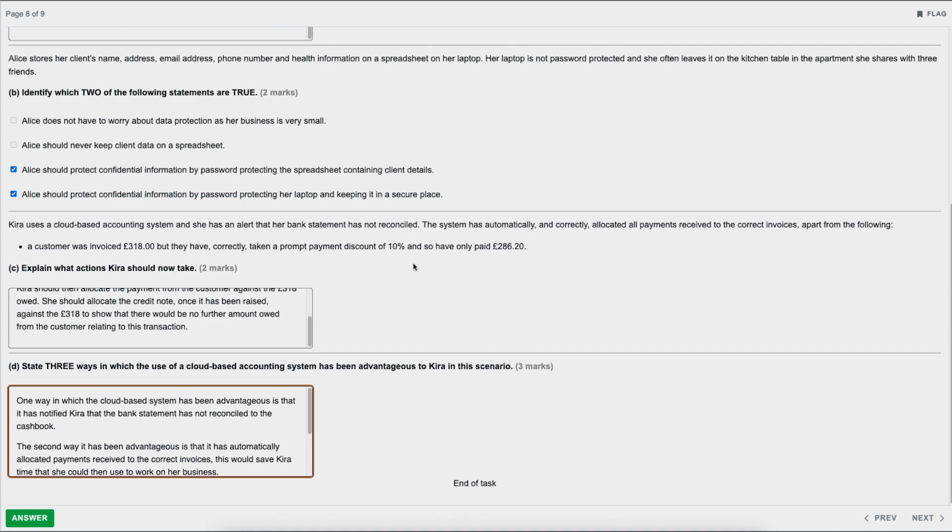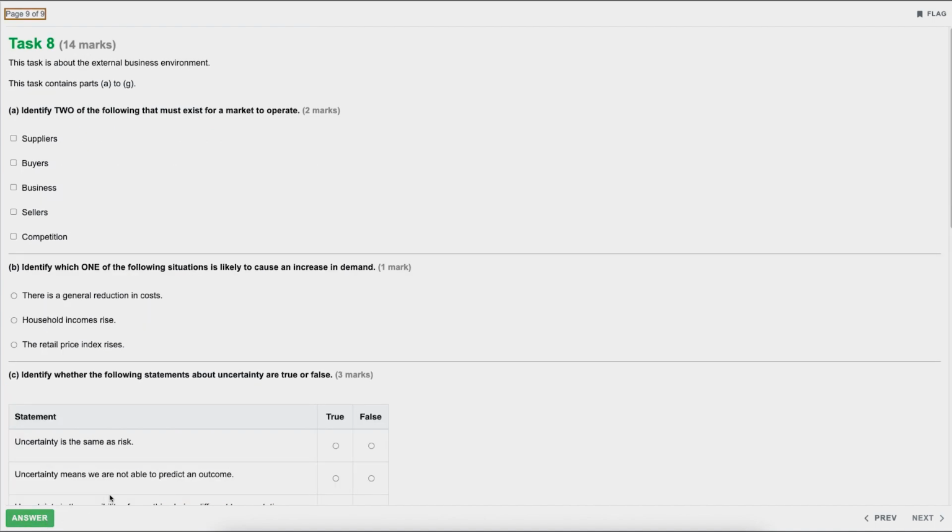Okay, fantastic. So that finishes task 7. So that is your second and final written task. We'll now move on to task 8, which is your final task. So task 8 is worth 14 marks and is about the external business environment. This task contains parts A through to G.